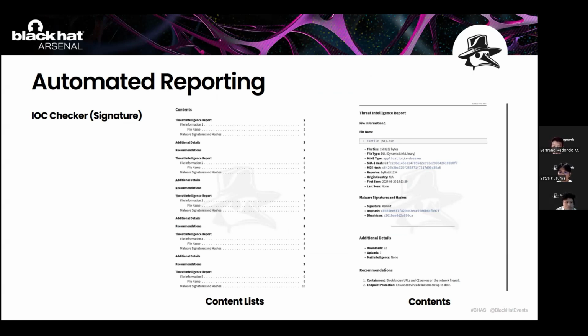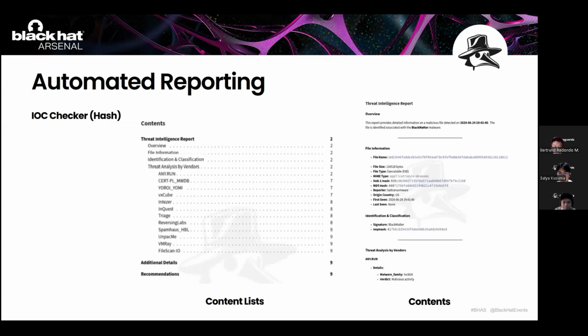For the file information itself, we can see detailed information such as the file name, the file size, the file type, MIME types, the hash information, and the last seen information. And for signature and hashes, we can see the signature information, imp hash, and the dash icon information. There are also some additional details, if any, and the recommendation to prevent this malware from attacking in the same pattern again in the future. Next.